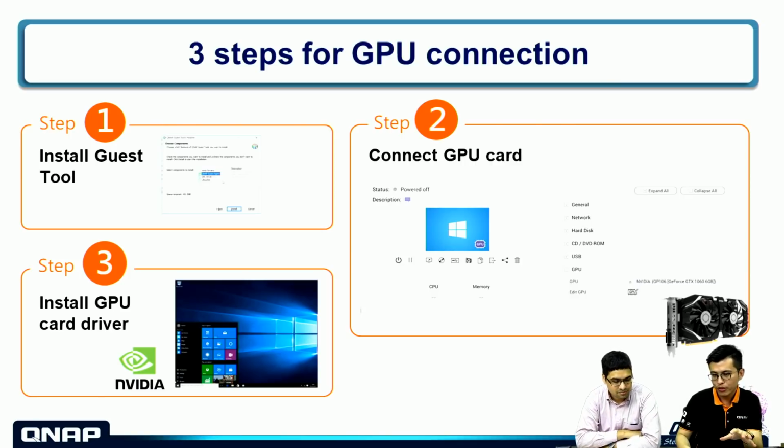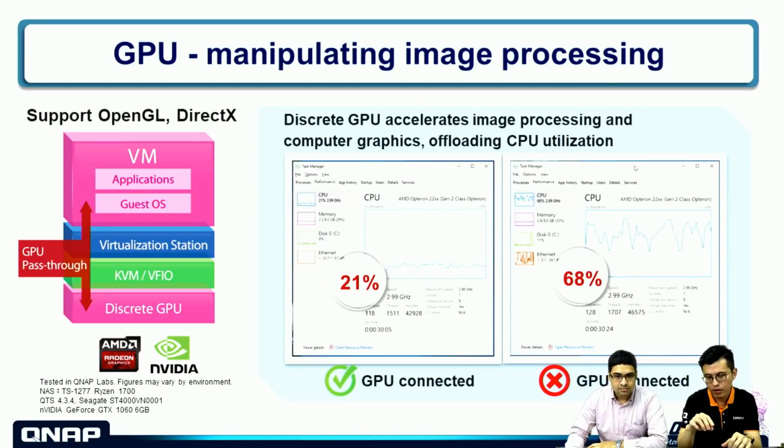So when we have a GPU connected, I just want to let the customer know what we have done. The left side illustration shows that when we have a discrete GPU, we use GPU passthrough from the physical layer to our guest OS. On the right side, with a discrete GPU as hardware acceleration, it offloads CPU utilization. The left side, with GPU connected, costs just 21%. But if there's no GPU and it's based on CPU capacity, it costs 68%. It's around 3 times. Yeah, it saves a lot of time for our users.